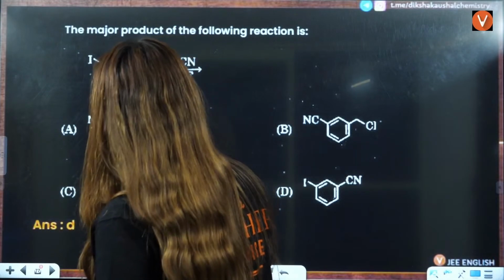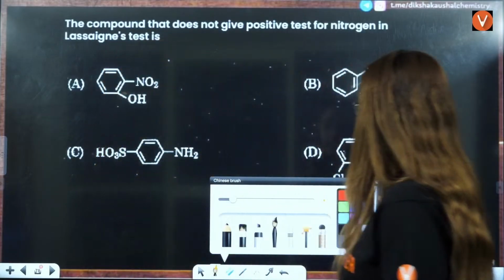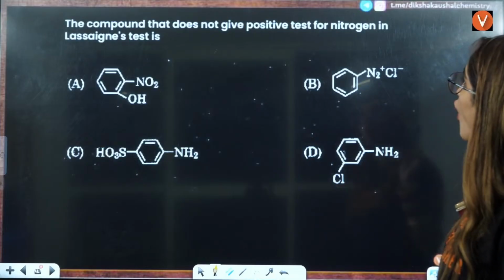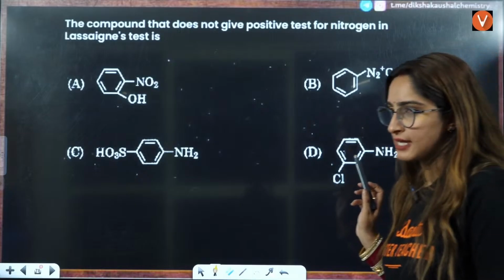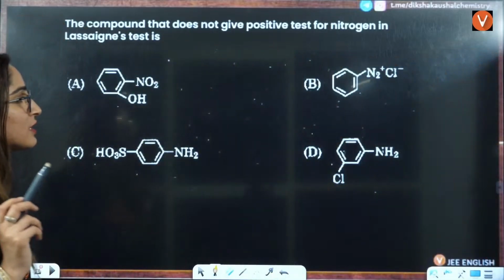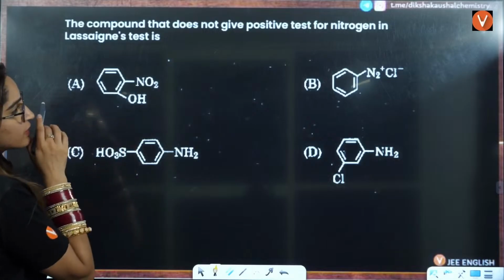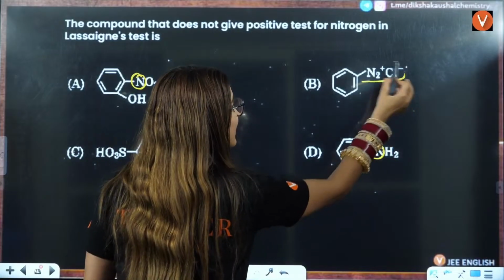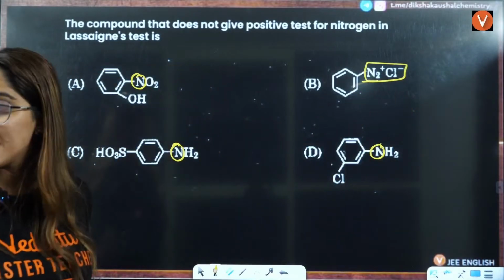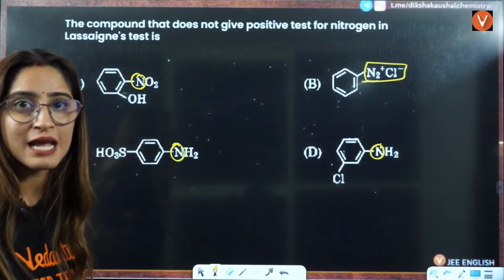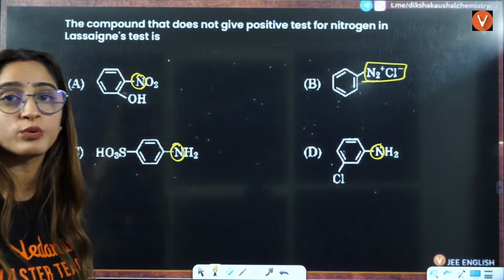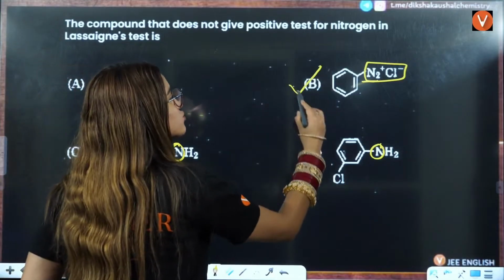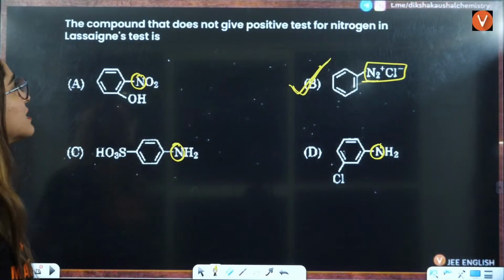Next one is, the compound that does not give a positive test for nitrogen in the Lassaigne's test. If you see all of this here, this has nitrogen, this has nitrogen, this also has nitrogen. But in diazonium chloride, you have it in the form of ions, in ionic character. You don't have nitrogen as such in covalent bonding. So that is why this is not going to give you the Lassaigne's test here.